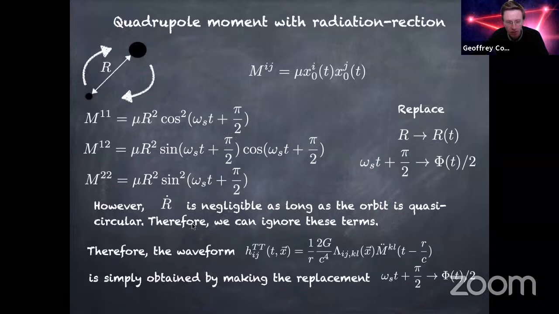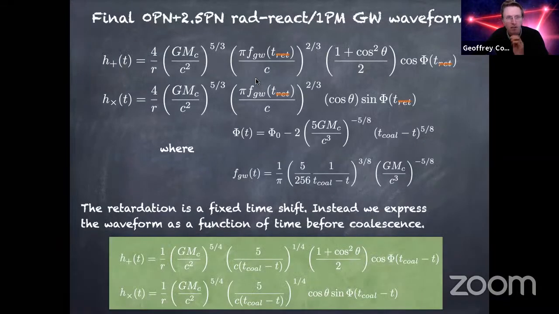So now, when we apply time derivatives, so we compute the waveform, we have to apply 2 time derivatives, and r dot is negligible as long as the orbit is quasi-circular. So the main terms come from the phase. So now we just need to take into account the phase change. So the final waveform is the one we obtained, where instead of the source at fixed frequency, now we have the full phase here.